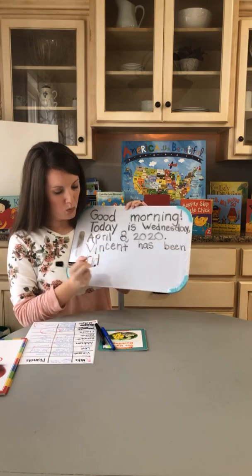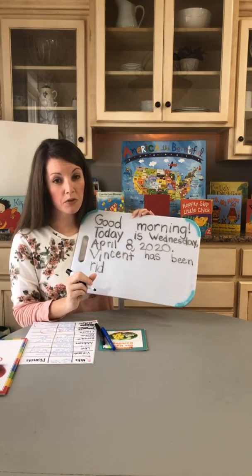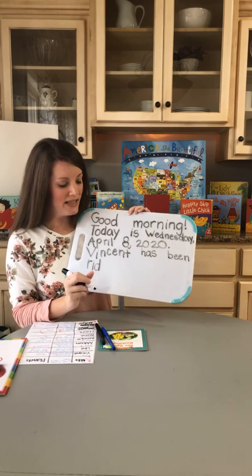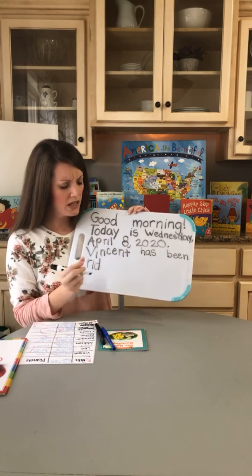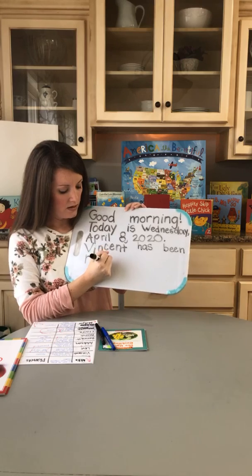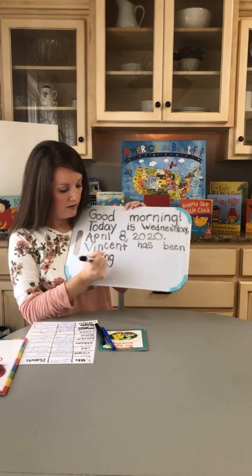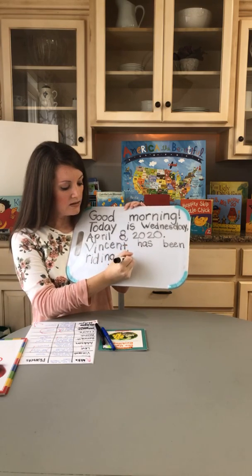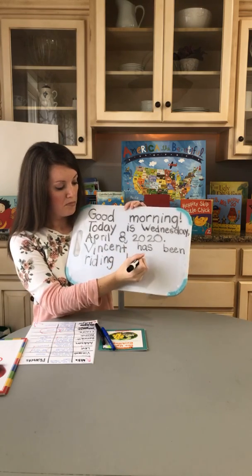And this time we won't put our silent E because we're going to put an ing on the end of this word. Riding. What three letters go together to say ing? I-N-G. Vincent has been riding his bike.